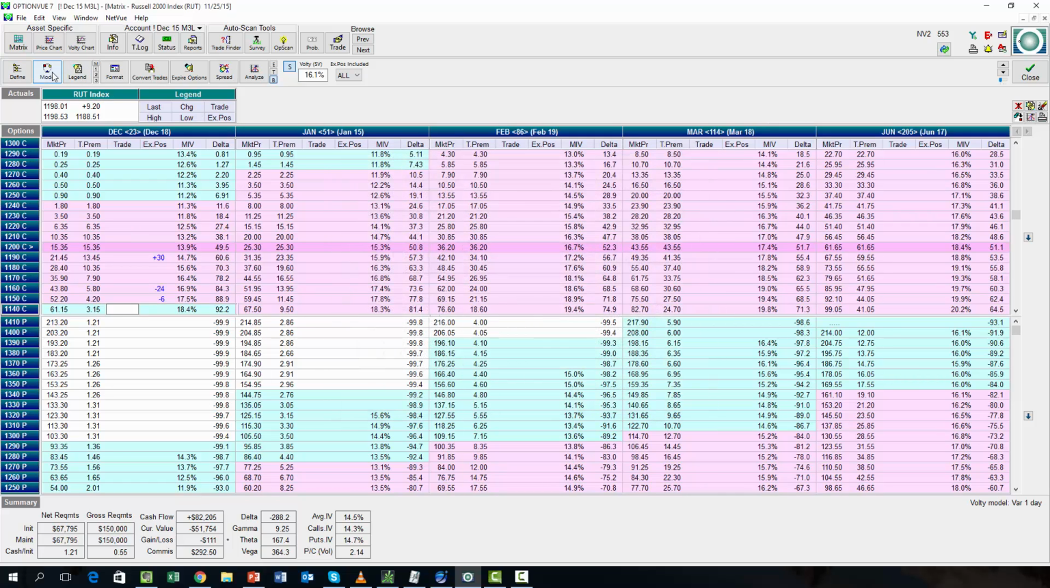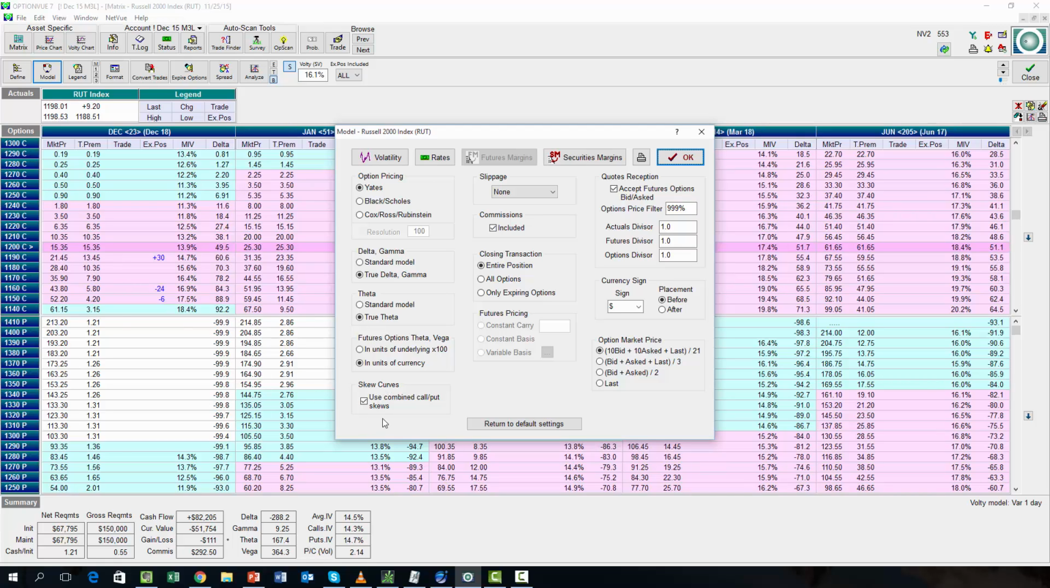And then back again in the model, we were using combined put call skews, which actually went against the recommendations of OptionView and some other people. Now the reason we use these settings again is not because they are the most accurate, but rather because they're the most consistent over the widest variety of conditions.